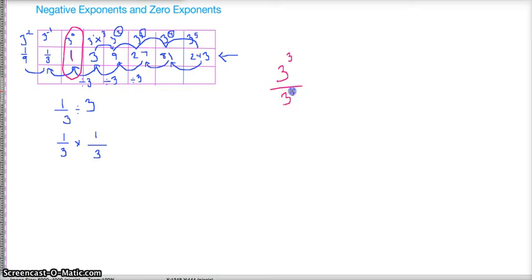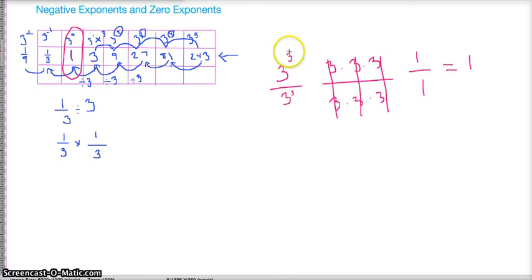Well, when I do this, I know that 3 to the third is the same thing as 3 to the third. So I could cross all these out. I can go 3 times 3 times 3 over 3 times 3 times 3. And I would be able to say that turns into a 1, that turns into a 1, that turns into a 1. So I have 1 over 1, which is 1.